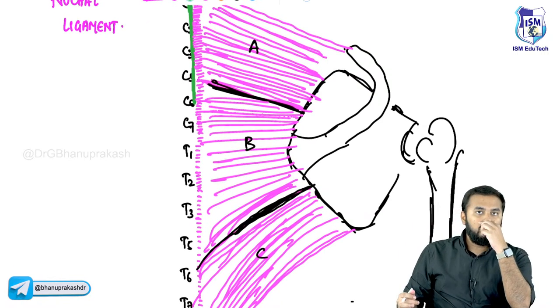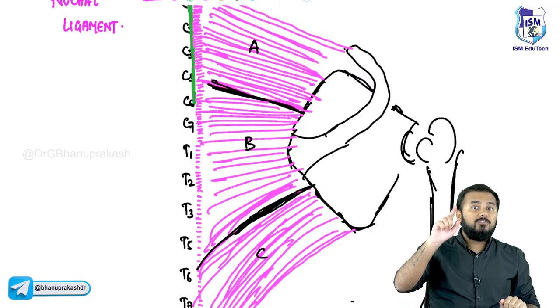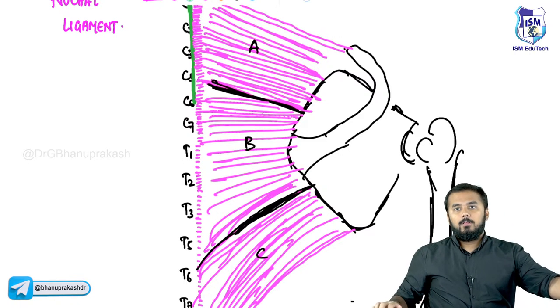So there are three groups of fibers which I told you: superior, middle and inferior. Now let us see what is the function of trapezius. If you want to know the function of trapezius, first of all, look here. Some of the fibers are attached here, and some of the fibers are attached to the inferior angle. By the way, this is called the inferior angle. This is called the superior angle of the scapula. Clear, all of you?